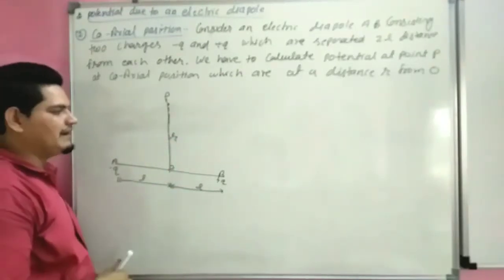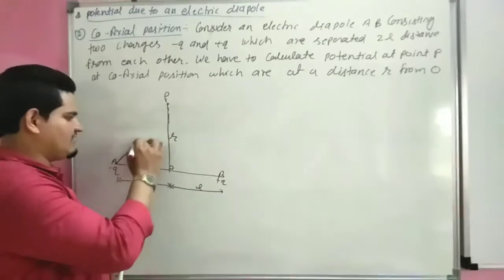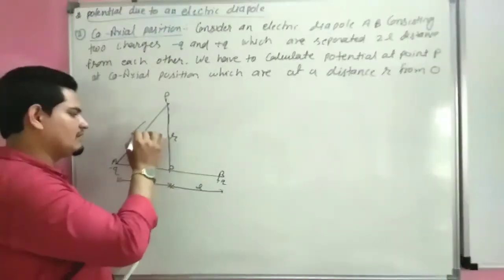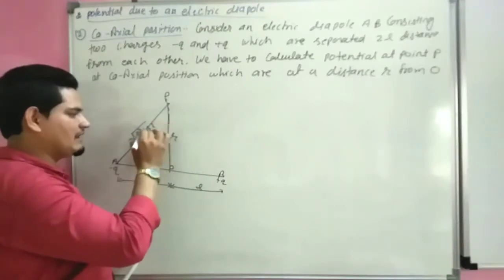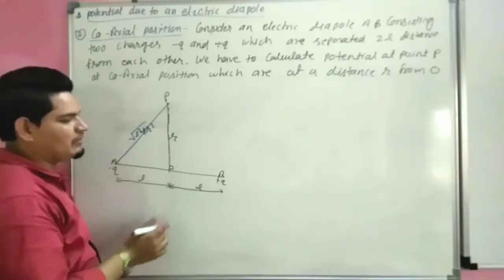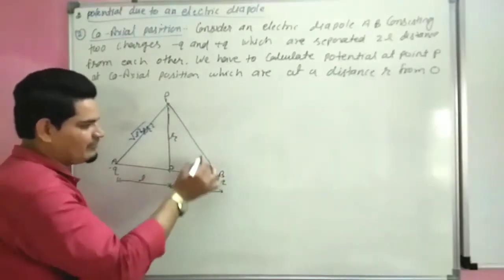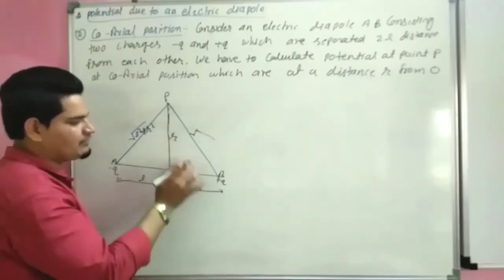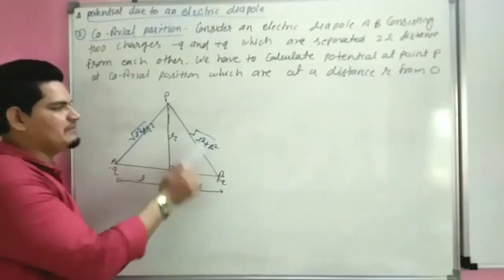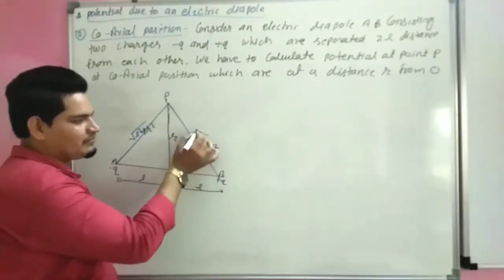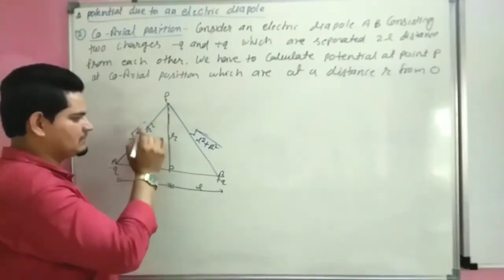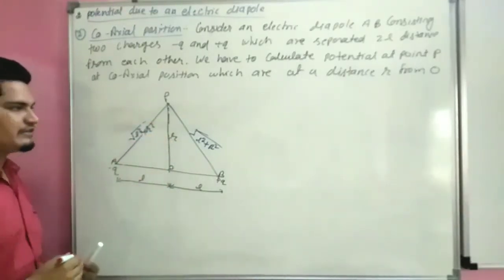So we can calculate this distance AP by Pythagoras theorem. AP is under root L square plus R square. We can use Pythagoras theorem because this is a right angle triangle, and it applies only in a right angle triangle. Similarly, BP is also under root L square plus R square.